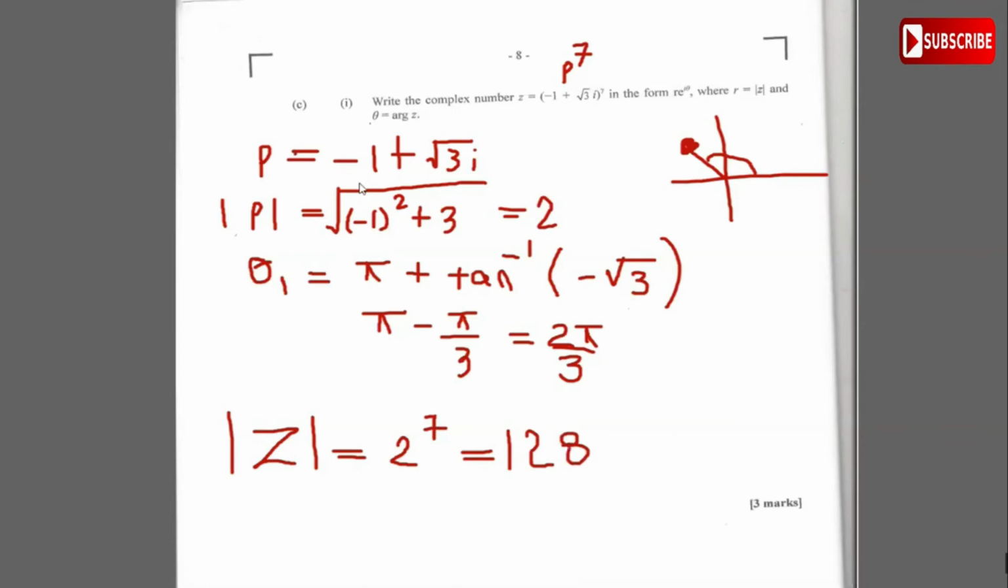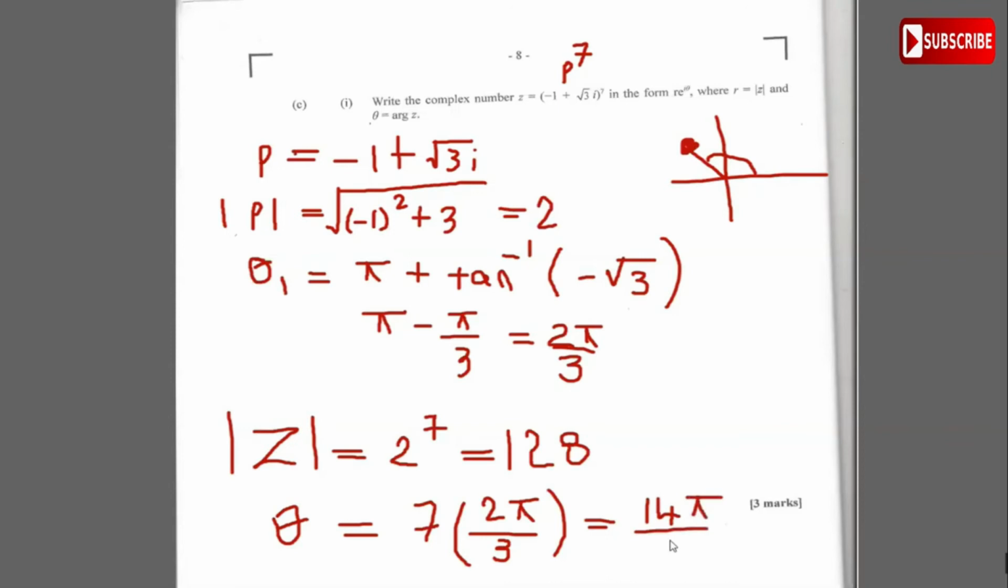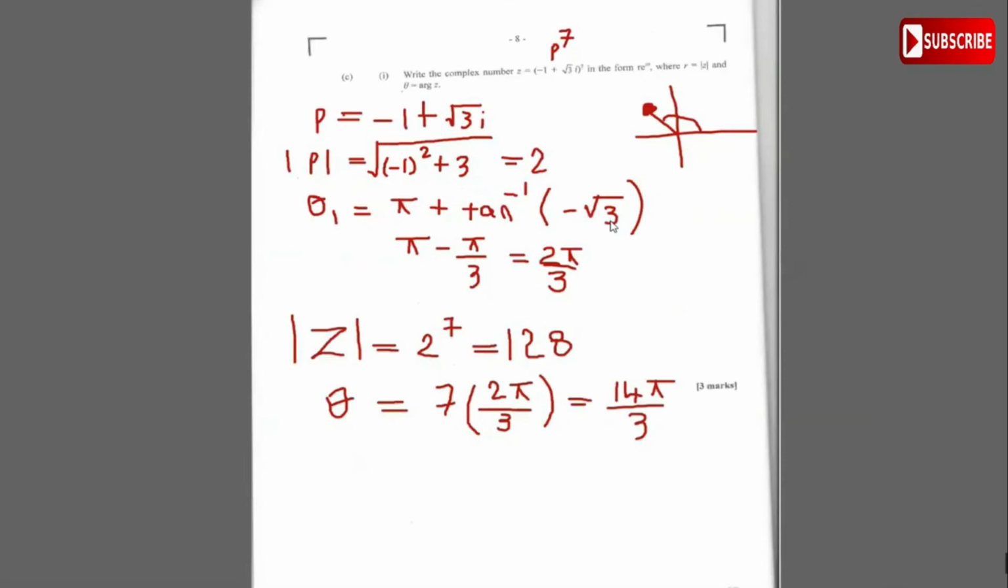All right, and then now we need an argument of z, which is theta, and the argument of z is going to be 7 times 2 pi over 3. 7 times 2 is 14 pi over 3. That's what I get for theta, 14 pi divided by 3. This is what I get.